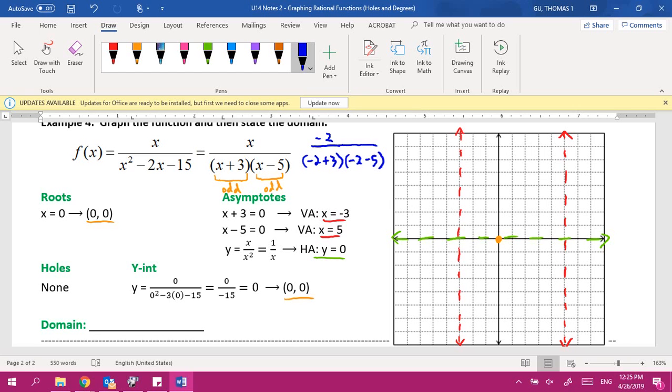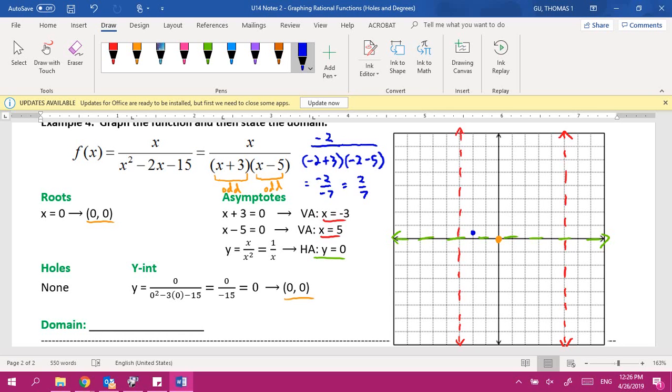So -2, if I plug this in, this is going to equal -2 over -7, which reduces to just 2 over 7. So at -2, it's going to be 2 over 7, which is just above 0. So there, look, we have 1 point to the left. But still, that's not enough to show me the whole shape.